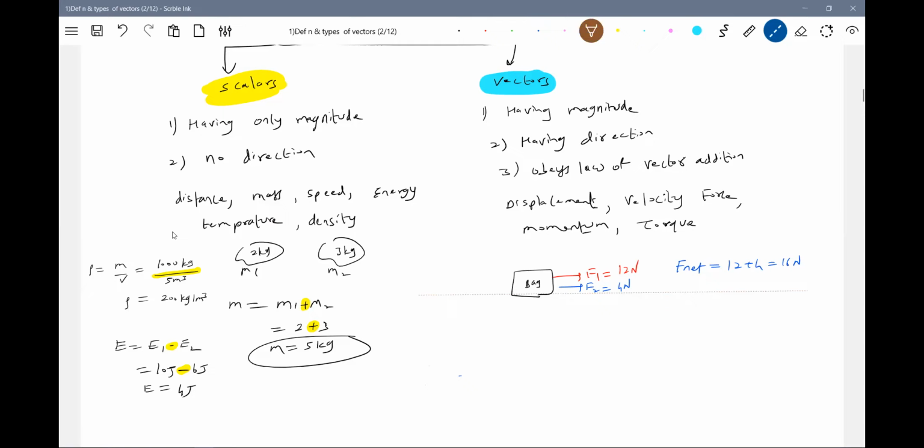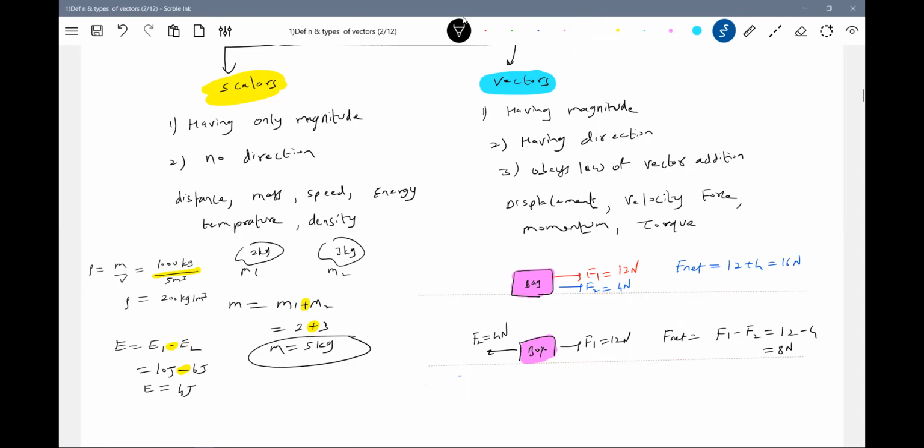Then similarly, let me keep a box. I'll apply forces F1 and F2, here 12 Newton and 4 Newton. This is some sort of box, bag or box, anything you can put, as is convenient for you. I'll take another box here. Then what is the net force acting on it? We are going to say F1 minus F2, 12 minus 4, which will be 8 Newton net force.